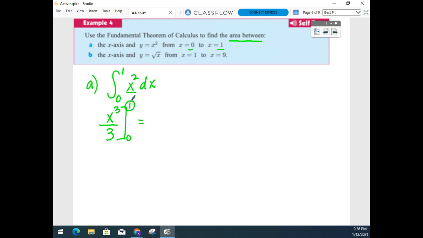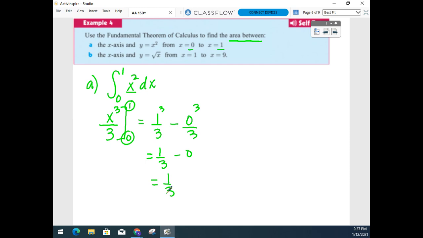Then we plug in the top number for x. So 1 to the third divided by 3 minus, plug in the bottom, 0 to the third divided by 3. Well, that's just 1/3 minus 0, which is 1/3.